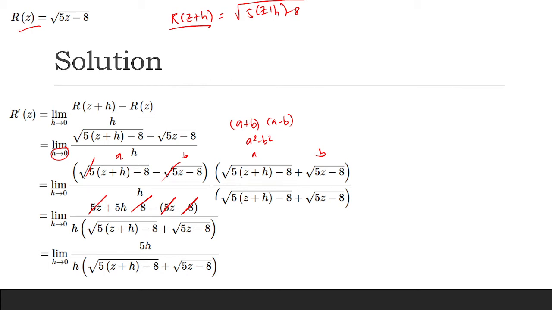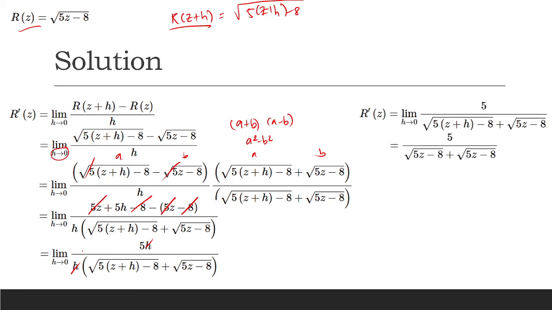We can now cancel this h. So, ang mangyari niyan, wala na tayong division by 0 because wala na tayong multiplier ng h. So, when h approaches 0, hindi na tayo magkakaroon ng undefined answer. So, proceeding with that, we can now substitute h with 0. So, if we do that, this will become 0. So, matitira na lang is 5 over square root of 5z minus 8 plus square root of 5z minus 8.